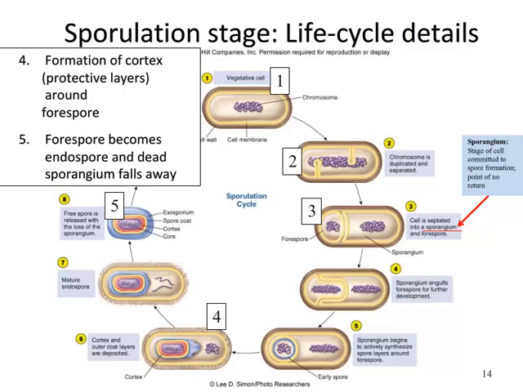And then if you look at step number 5, at that point, the forespore has actually become an endospore, and the dead sporangium has sort of shriveled up and fallen away. So at step number 5, you are looking at the endospore, the dormant version of that very same vegetative cell that you started with in step number 1.